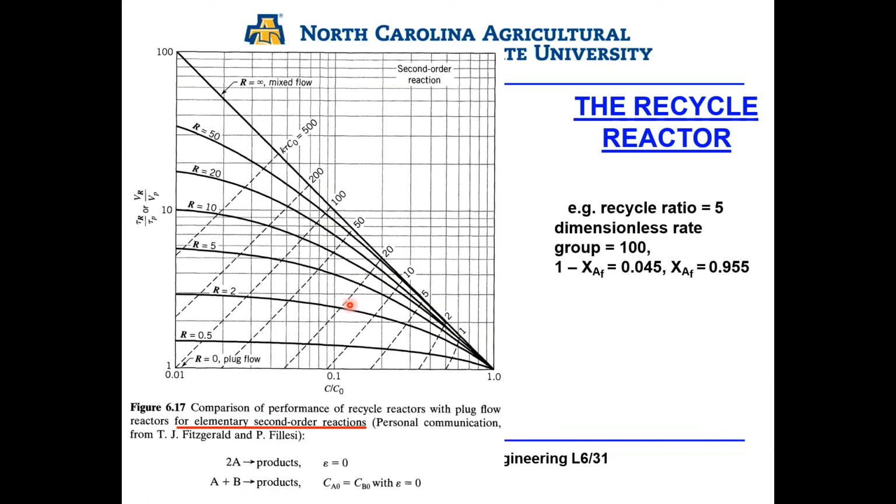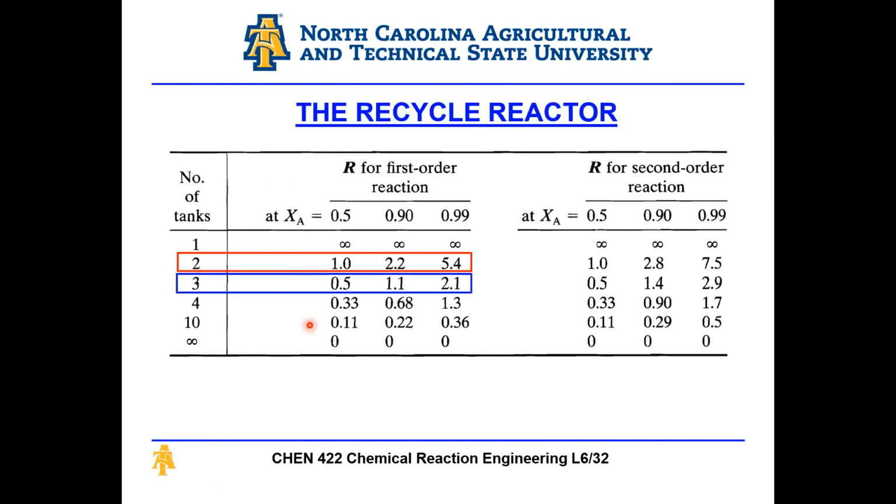For a second order reaction, it's a very similar idea. You can get the ratio of the volumes of reactors by looking at this chart as well. It's also available in Levenspiel, and similarly, as R equals 0, my performance is closer to plug flow. As R equals infinity, my performance is equal to mixed flow. So you need to be able to read these types of charts. If I give you a true-false question, as the recycle ratio increases and the dimensionless group increases, what happens to this ratio of volume? Does it increase, decrease, or stay the same? Just be able to read this chart and infer some conclusions from it.